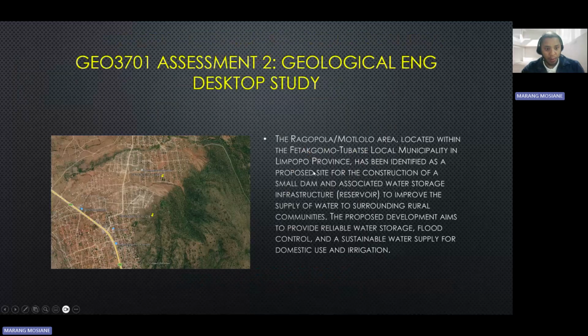Now, we were given coordinates for our construction site. All right, as you can see on these coordinates from Google Earth, this is for the dam. This one is the coordinates for the reinforcement.